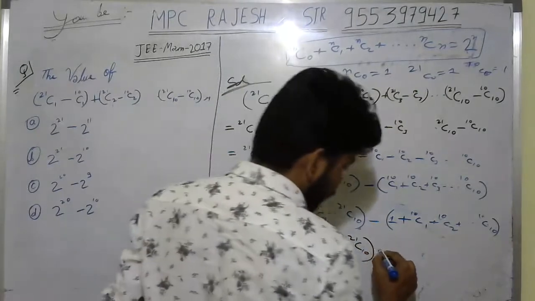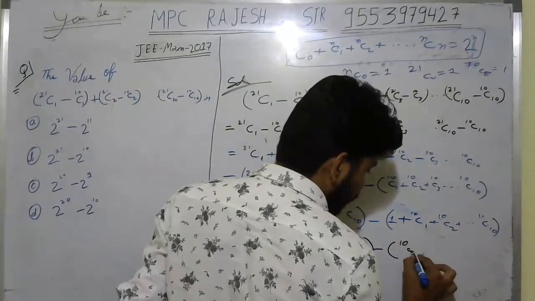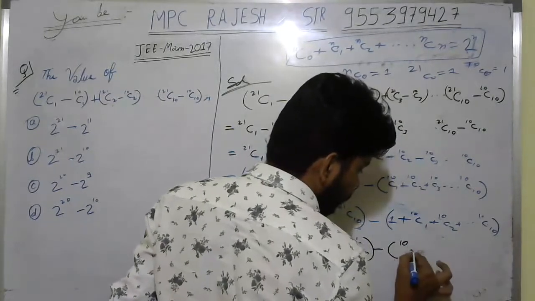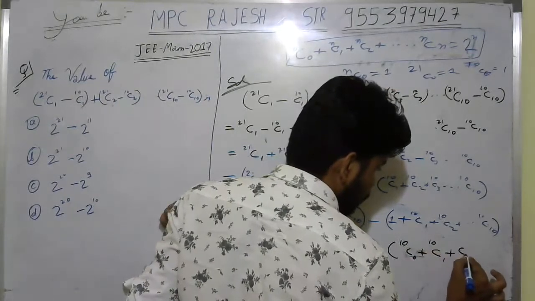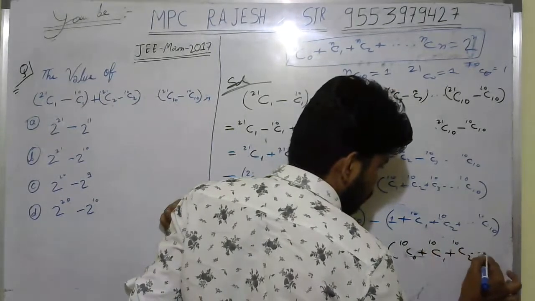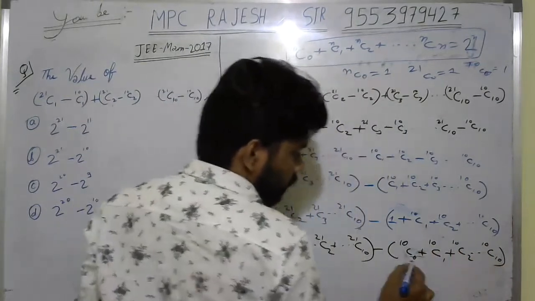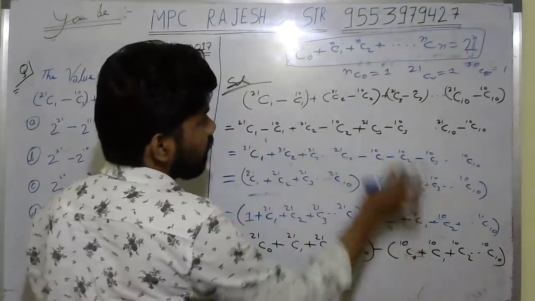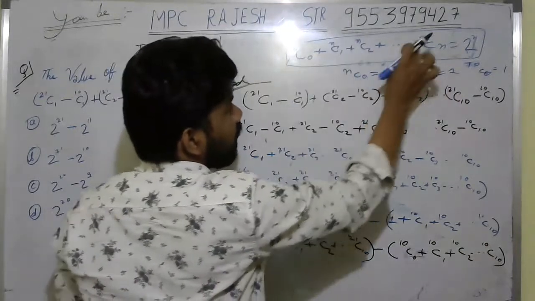On this side also it is the same. Here the required value is 1 plus 10, so we write 10C0. Then plus... 0, 1, 2, 3, up to 10. This becomes this formula: 0, 1, 2, 3, n, n, n, n.